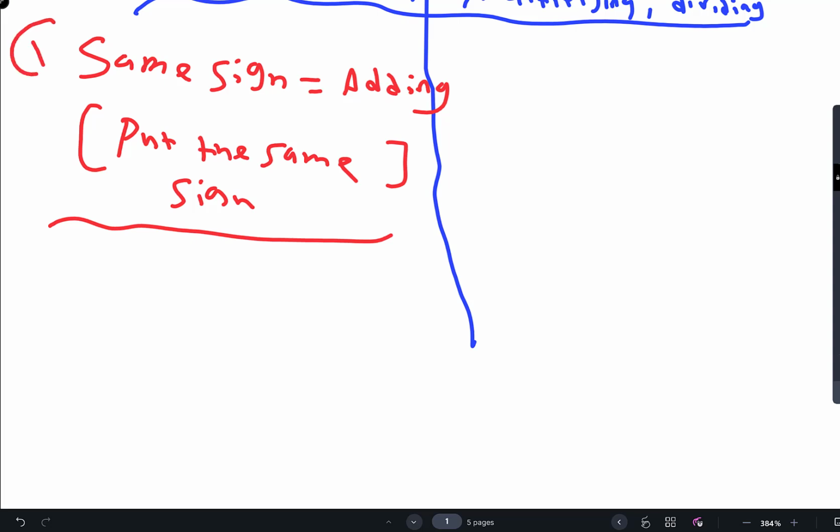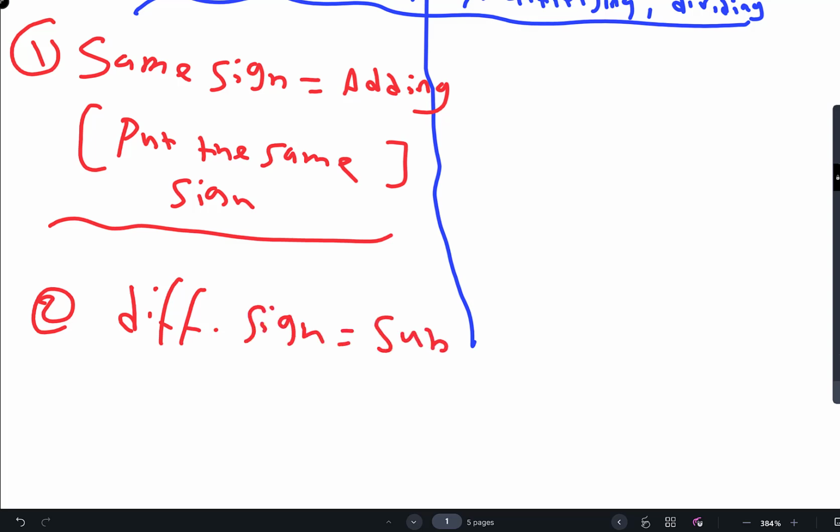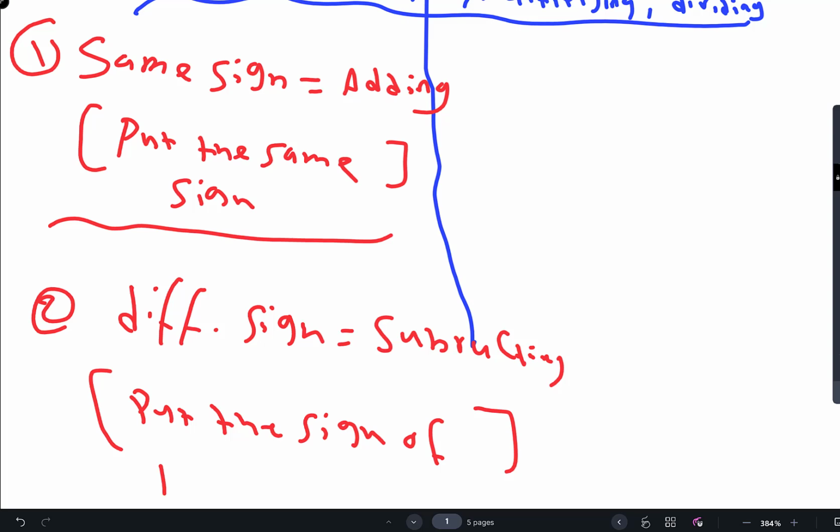Different sign, subtracting. Put the sign of the bigger number.